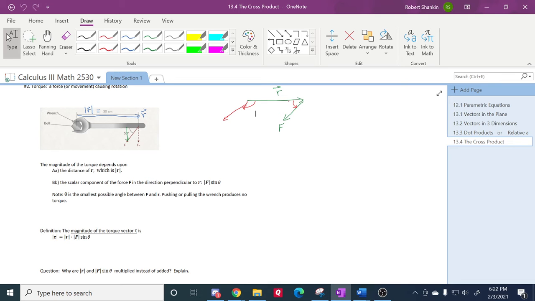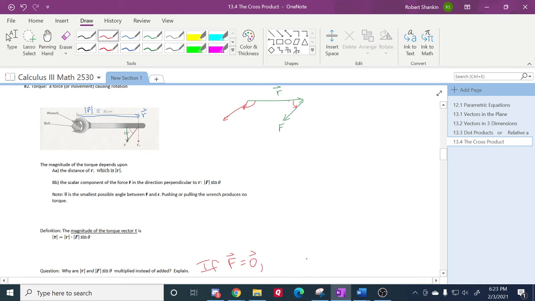Okay, so let's say you have R, which is a positive number, but you have no force, so force is 0. If you were to multiply those, you'd get 0 torque, which makes sense. But if you were to add them, you would get a positive torque, which doesn't make sense because you're not applying any force. Great explanation.